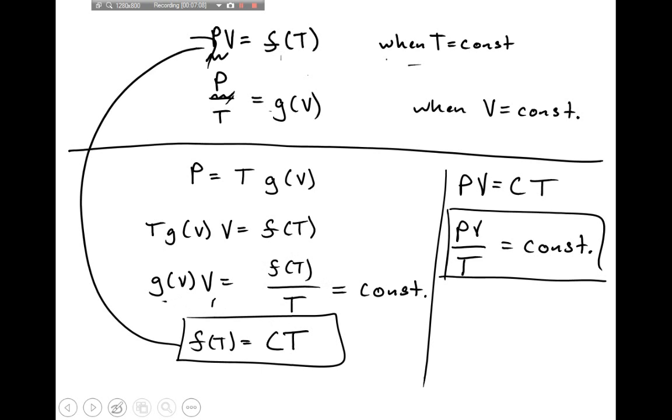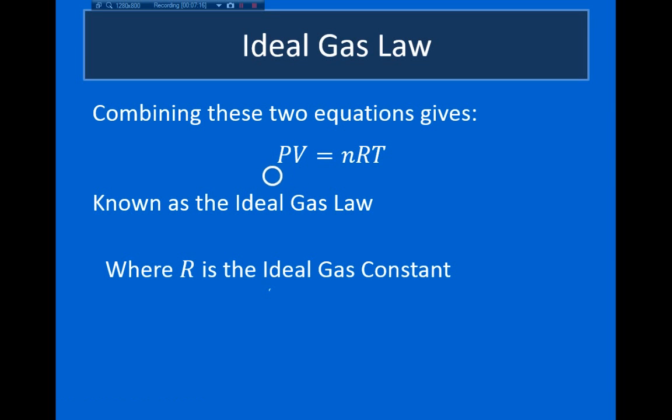So when we combine all of these equations, we'll arrive at something called the ideal gas law, which I have written here. So we have that P times V is equal to nRT, where P is the pressure of the gas, V is the volume, n is the number of moles, and T is the temperature. Remember, I've talked about this before. When we talk about temperature, this is absolute temperature.